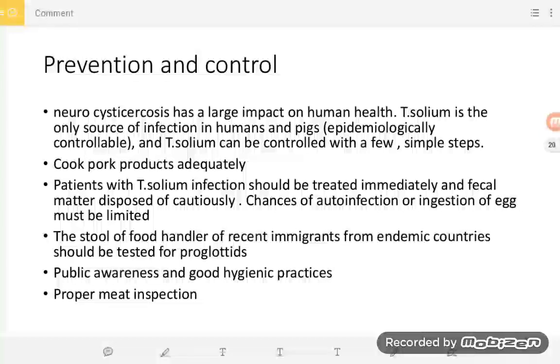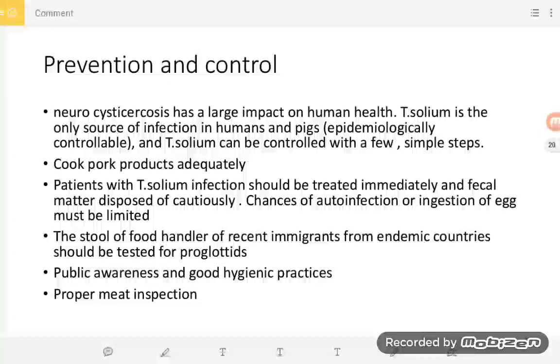Chances of auto-infection or ingestion of eggs must be limited. So when we handle the sample, we have to consider it carefully and use safety precautions, because there are auto-infection possibilities. The stool of food handlers and recent immigrants from endemic countries should be tested for the proglottids.